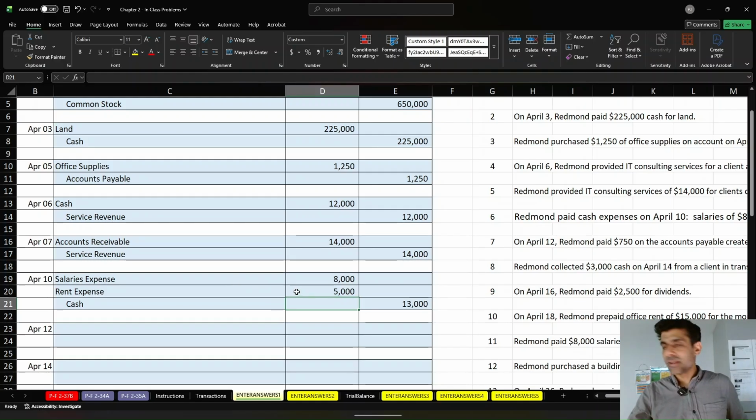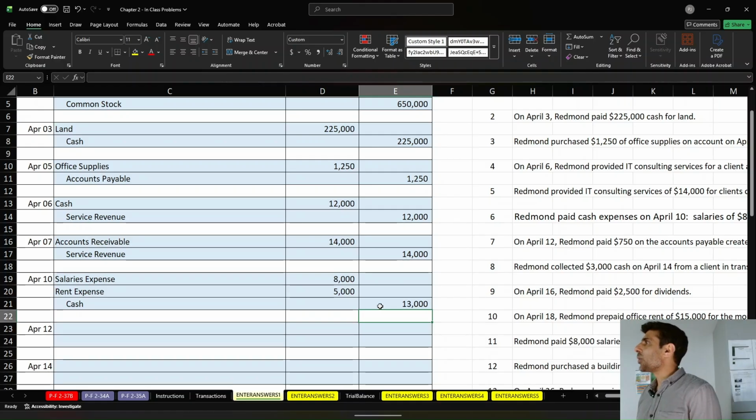Is that right? Okay, so again, we're following our cardinal rules of journal entries. There's at least two, and the debits equal the credits. Right? Okay, so let's just now post this.